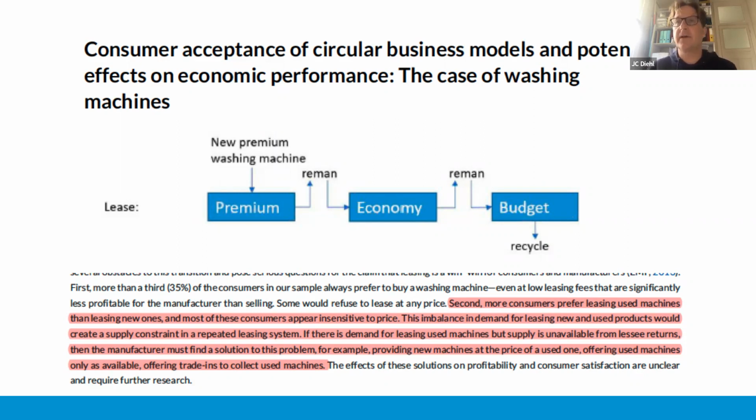So in this case, when there are more people who want to have second, or let's say used washing machines, which are a little bit cheaper, the economy market, then we have a problem because we don't have enough premium users to pay that first higher price.